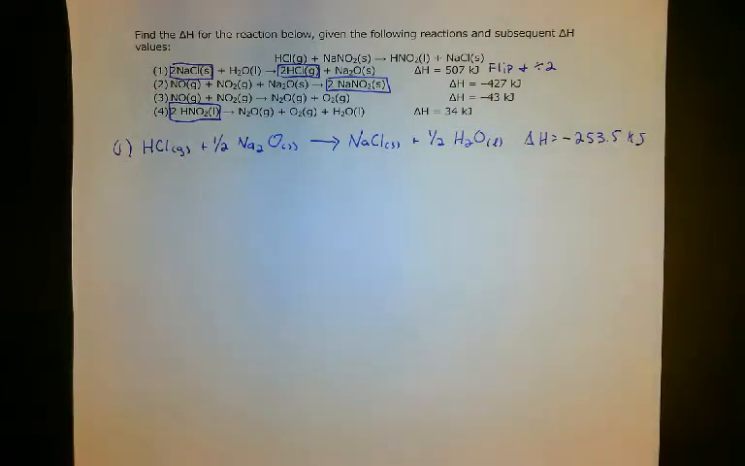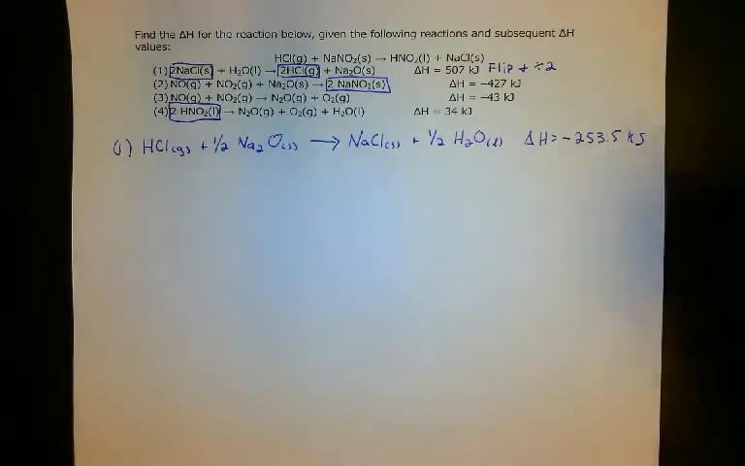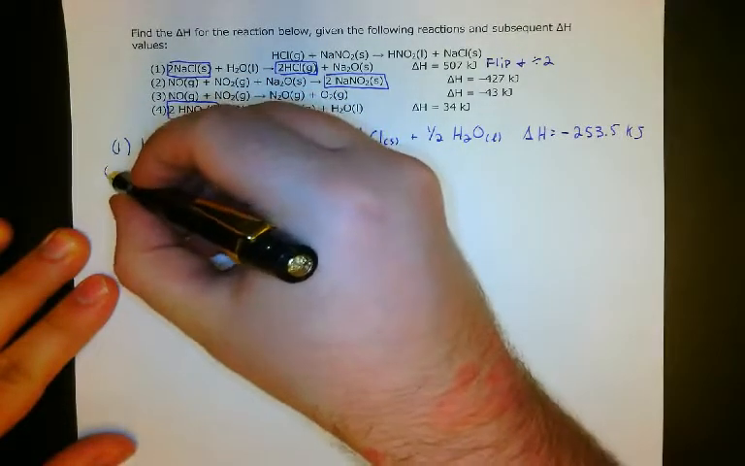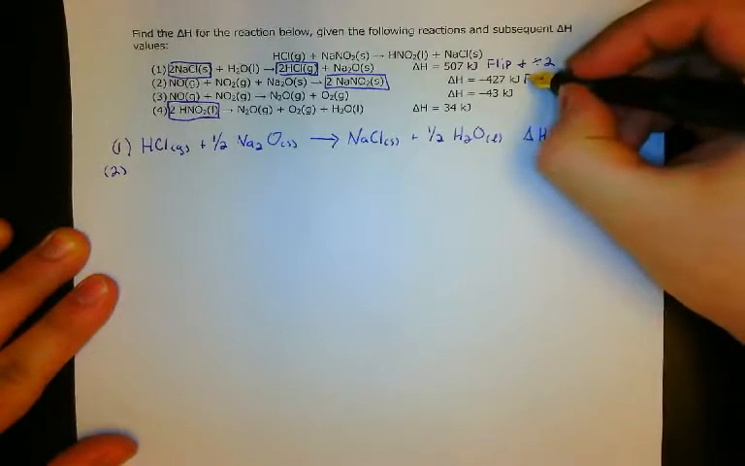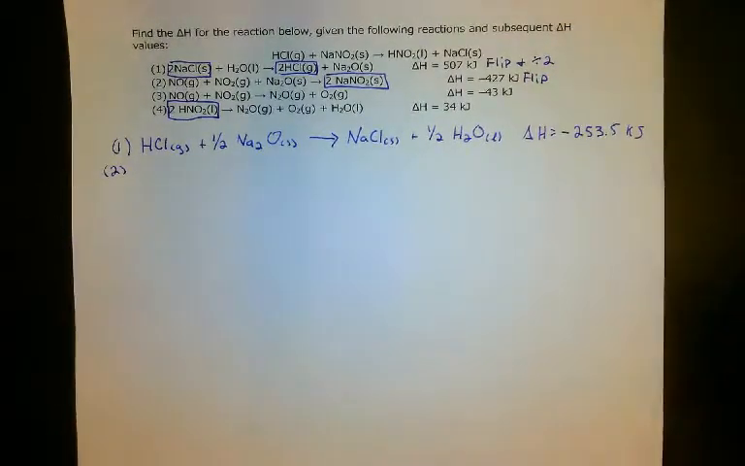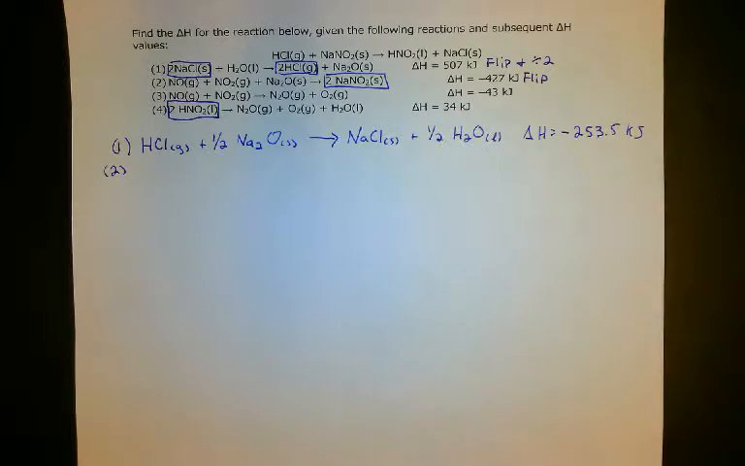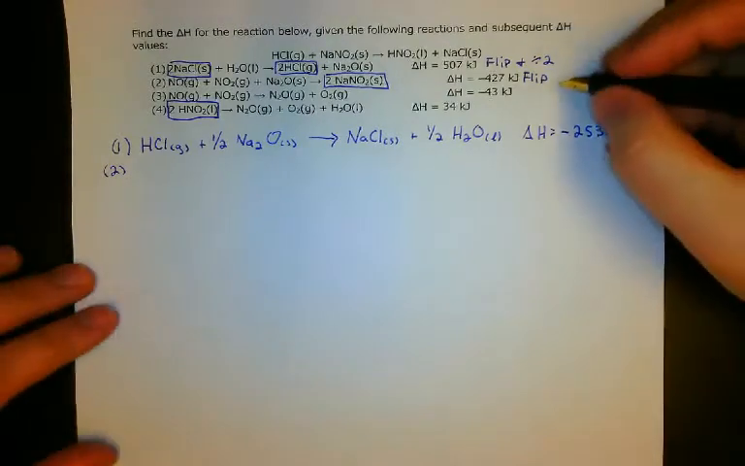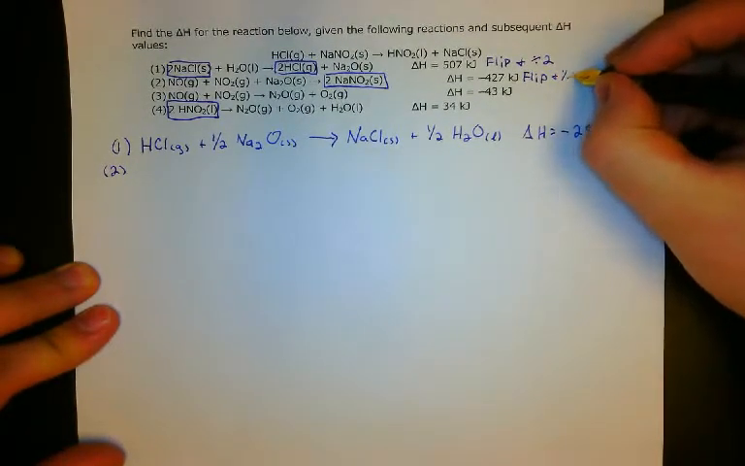All right, let's add equation 2. Equation 2 gives us NaNO2. Is NaNO2 in the correct position for our final equation? No. We're going to have to flip it again. It is a product. I need it as a reactant. So for equation 2, I need to flip and cut it in half, because NaNO2 in the final balanced equation is just 1. It is 2 in the reaction data they give you. So again, flip and divide by 2.